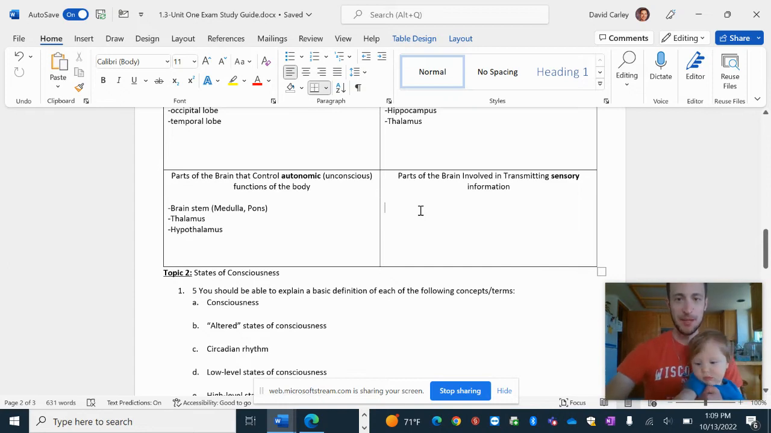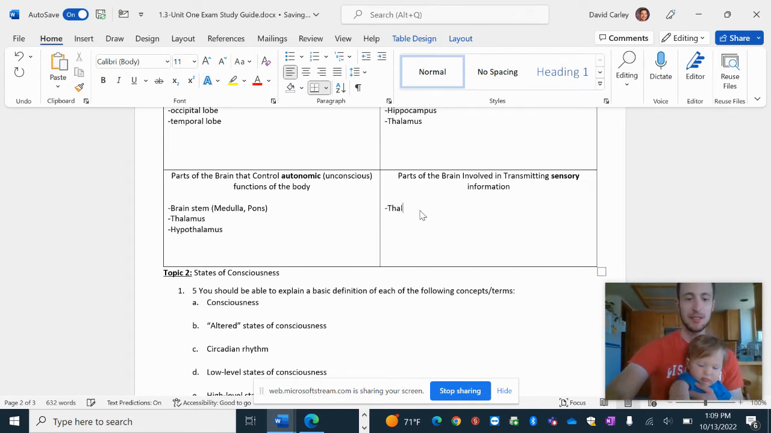Anyway, parts involved in transmitting sensory information. Well, the first one is the thing that transmits all the senses except for smell, and that's the thalamus.